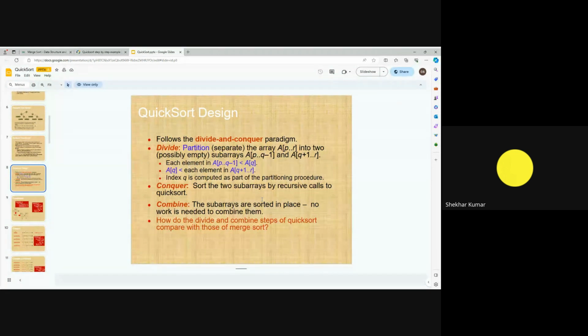It is also an in-place algorithm. It does not take extra space to store the sorted elements. It is an in-place sorting algorithm, so it reduces memory access compared to merge sort. In merge sort, which is an out-of-place algorithm, it takes order of n extra auxiliary space to store the sorted elements. But quicksort is an in-place sorting algorithm that takes no extra space, no auxiliary space, to store the sorted elements compared to merge sort.